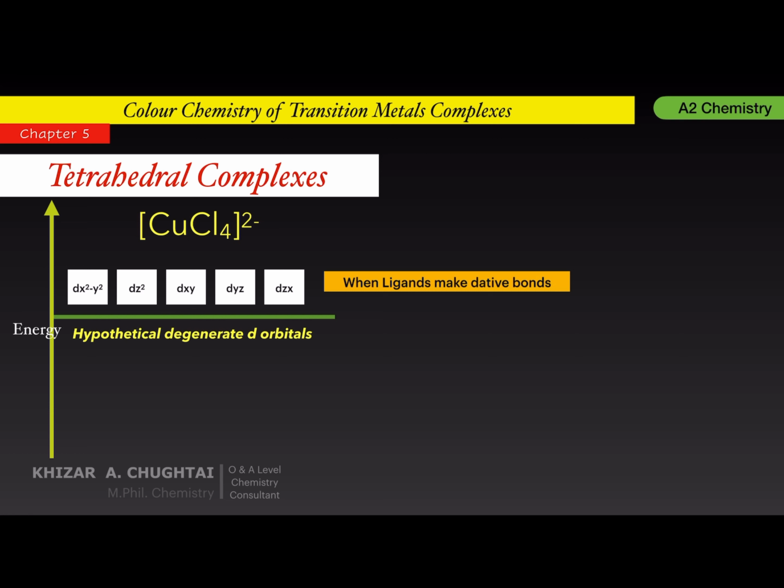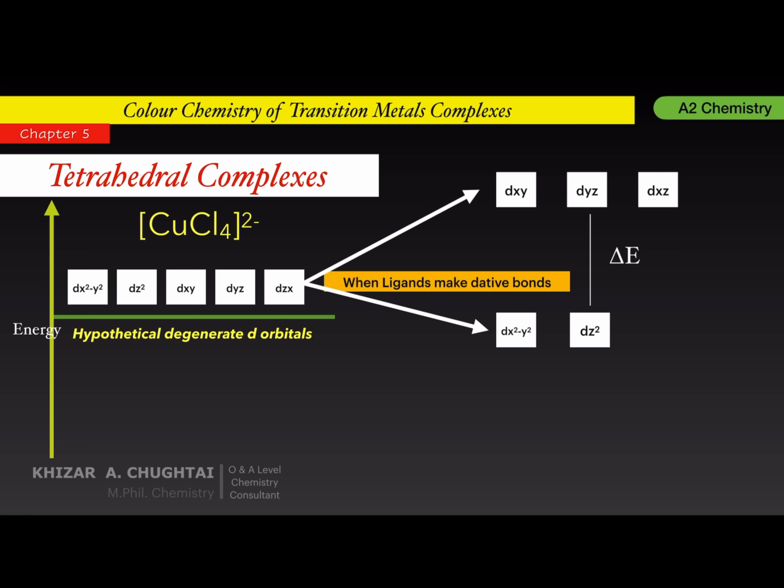This set of d orbitals, those are initially degenerate orbitals, will split into 2 energy levels. In case of tetrahedral geometry, 3 will raise their energy as compared to the rest of the 2. So it means that these 3 orbitals are experiencing more repulsion from the electrons of the ligands. So they are going to raise their energy. Here the difference of energy is denoted as delta E. It is also known as crystal field splitting energy.